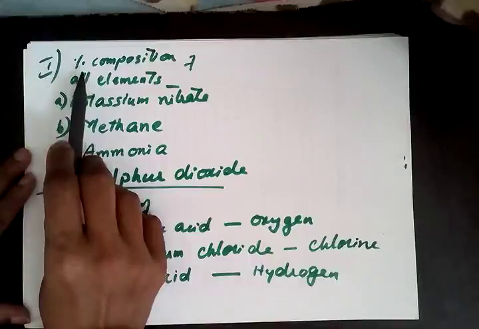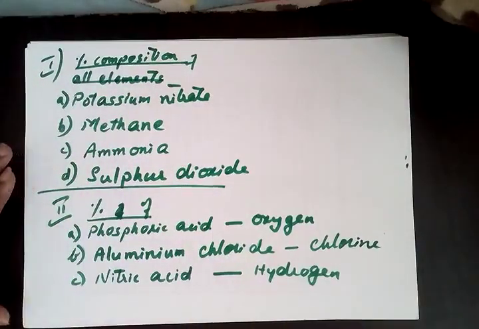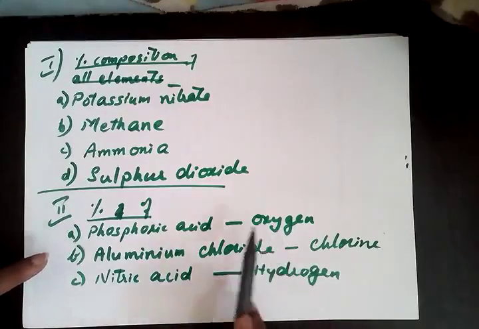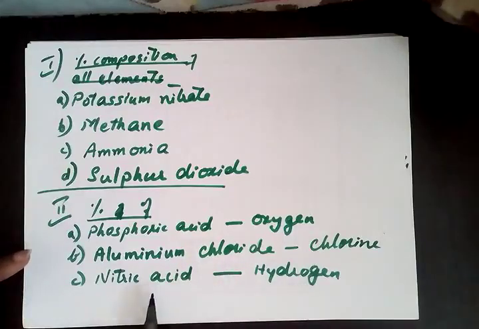Is it clear? In the first set, you will calculate the percentage composition of all the elements present. In the second category, you will calculate the percentage composition of oxygen in phosphoric acid, chlorine in aluminium chloride, and hydrogen in nitric acid.